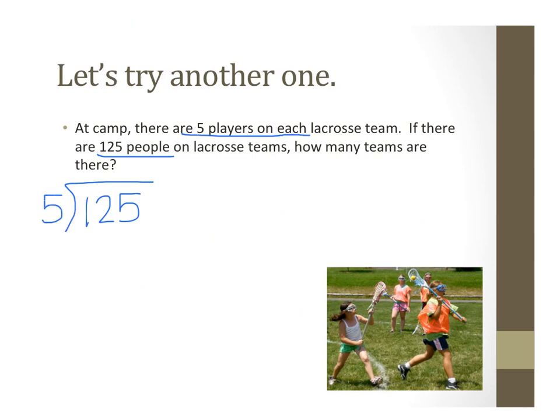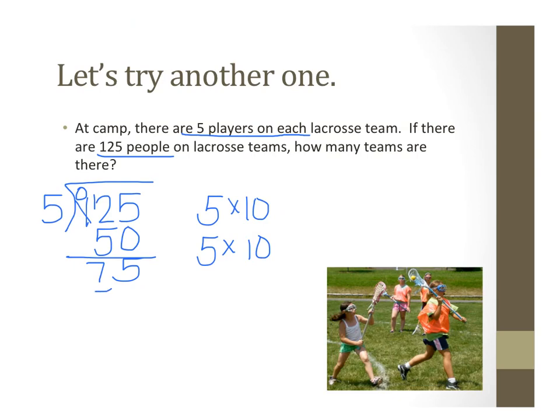I'm looking at what I know about 5. I know that 10 groups of 5 equal 50, because 5 times 10 is 50. So I'm going to make a group of 50 and take that away from my total. When I subtract, I have 75 left. I can make another group of 50, because 5 times 10 is 50. And then I've got 25 left.